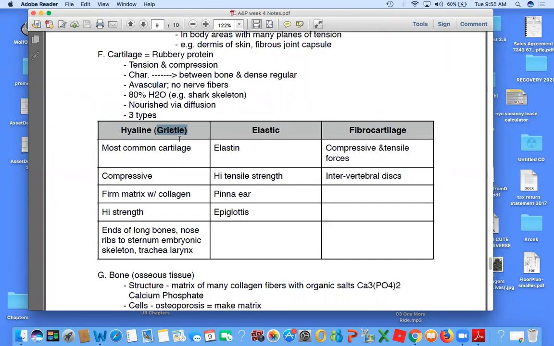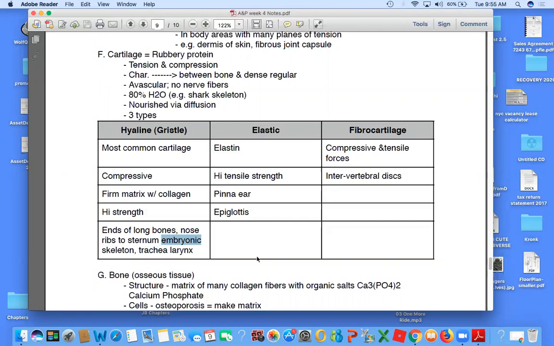You're not supposed to call it gristle, everyone. Do not say the word gristle to the doctor, or you will look ridiculous. It's called hyaline cartilage, but I just put that in so you remember Kentucky Fried Chicken. It's always compressive, and it has a lot of strength. That's why it's at the ends of the long bones, cushioning them, and in your nose and trachea. The embryonic skeleton is almost completely hyaline cartilage.